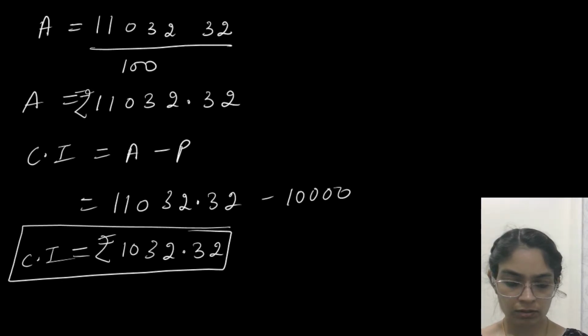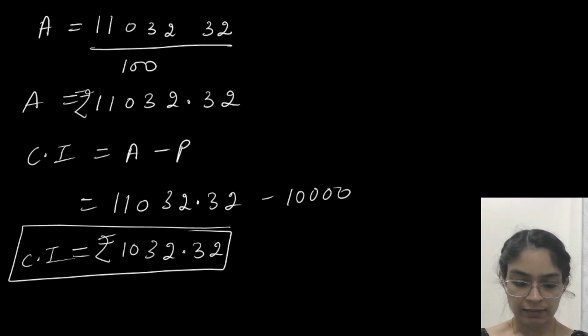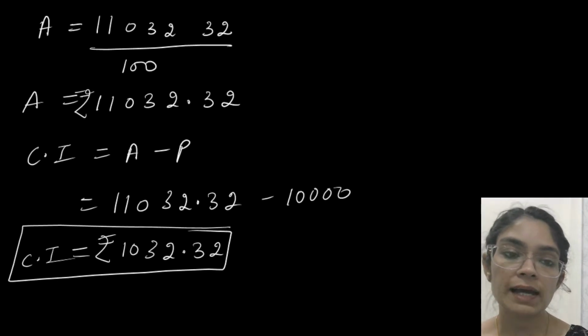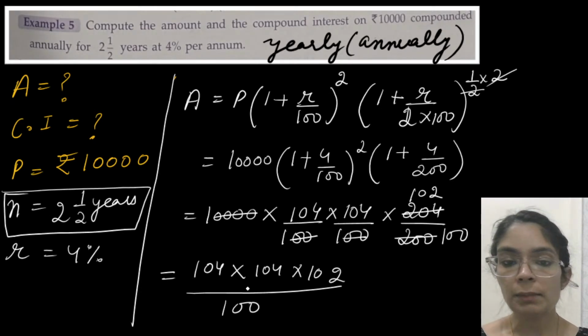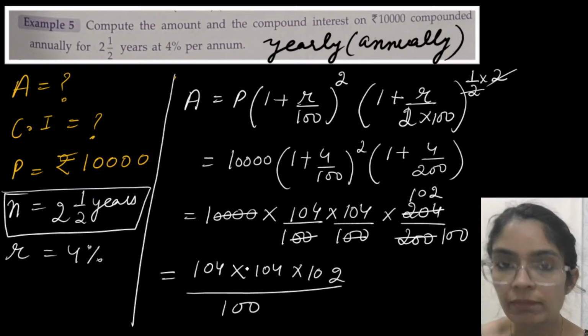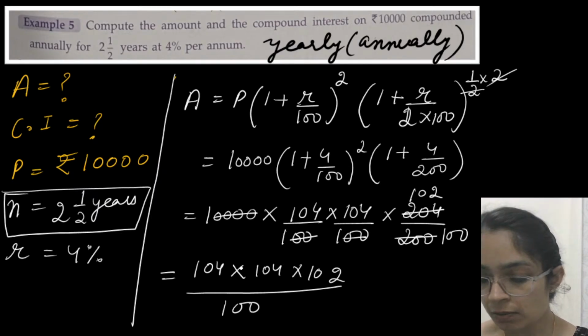Why again different answers? Okay, calculation mistake. See, that's why I have told you so many times, do the multiplication part carefully. Multiply 104 with 104, and whatever answer you are getting, multiply it with 102.